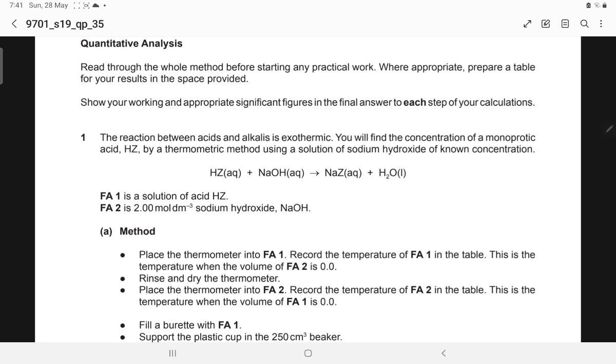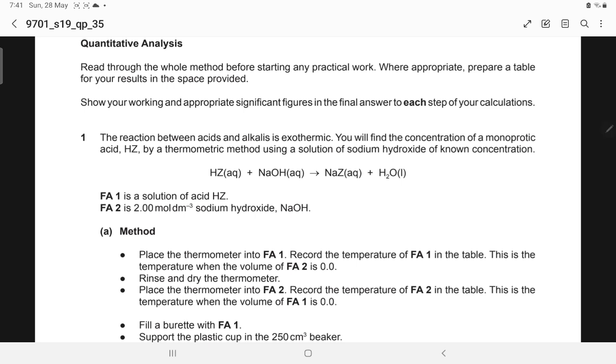Today I will discuss the quantitative analysis of paper 3, question number 1, and today I will discuss the titration which is known as thermometric titration. It is the titration in which the end point is determined by measuring the temperature of the solution.